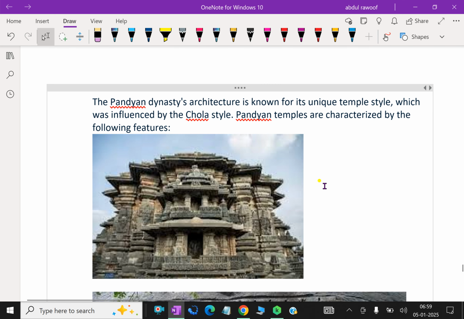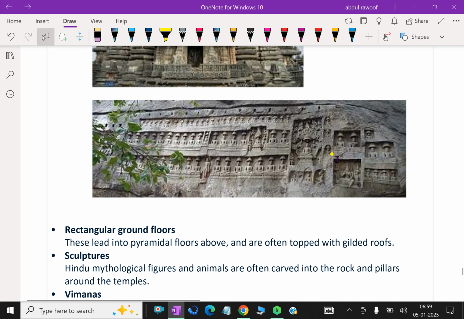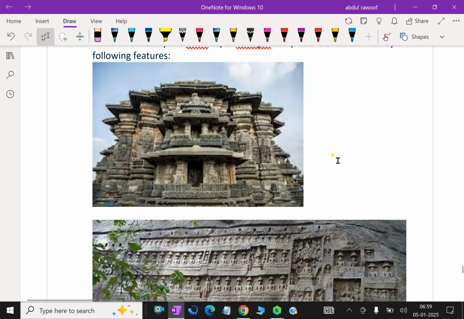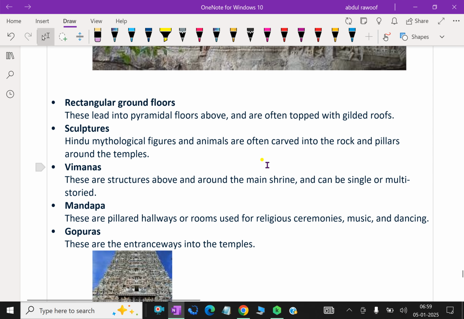The Pandya dynasty's architecture is known for its unique temple style, which was influenced by the Chola style. Pandyan temples are characterized by the following features. Rectangular ground floors. These lead into pyramidal floors above and are often topped with gilded roofs.